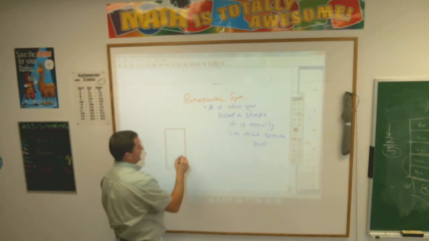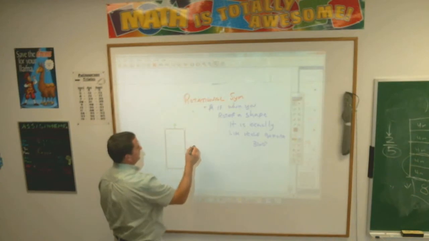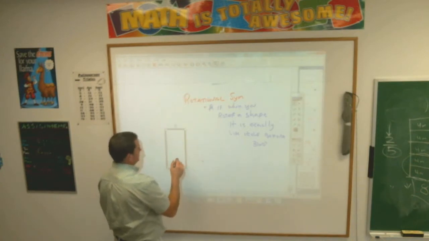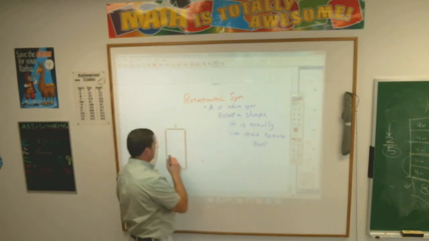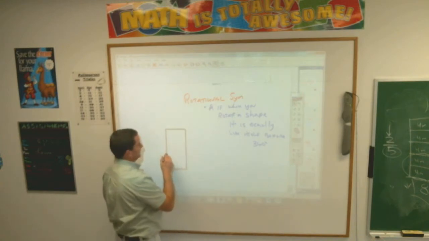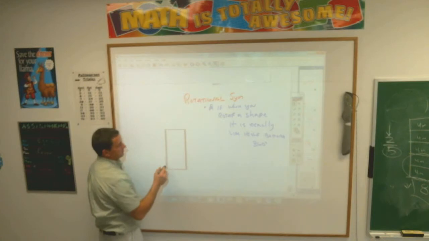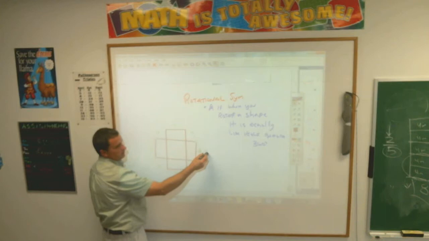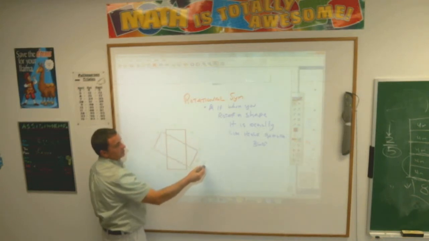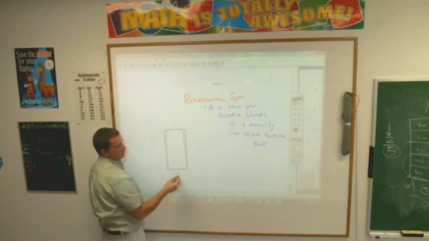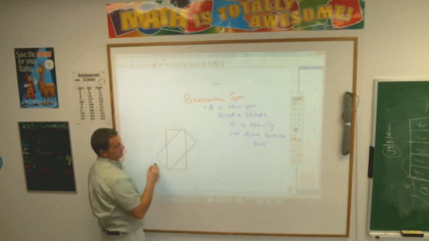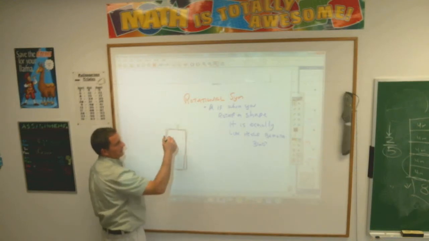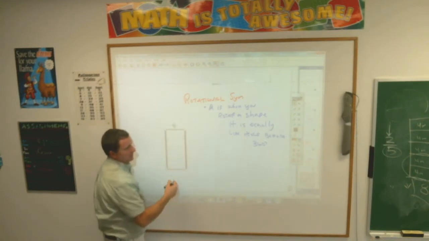So take this for example. Okay, so rotational symmetry says this. If you take a shape and you rotate it and turn it, and you get it looking exactly like itself before you spin it all the way once, right here, that has rotational symmetry. It has rotational symmetry because I spun it just 180 degrees and it was just like itself.